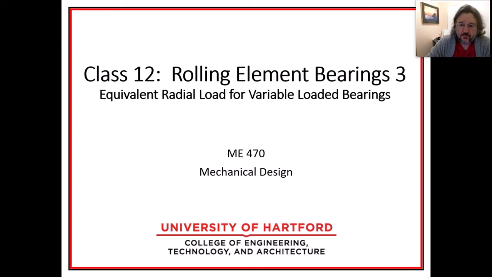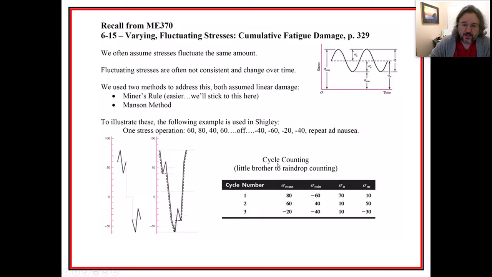This is class 12 in ME470, and we're talking about ball bearings for the third class. This time we're going to take the equivalent radial load when we have varying loads. This is very much related to what we did in ME370 in Chapter 6 with fatigue, when the basic type of loading that we will often assume initially is that it's consistent and always constant.